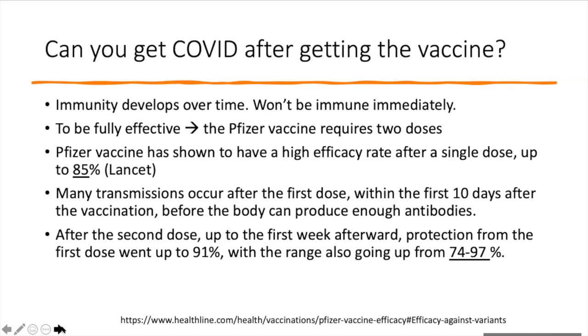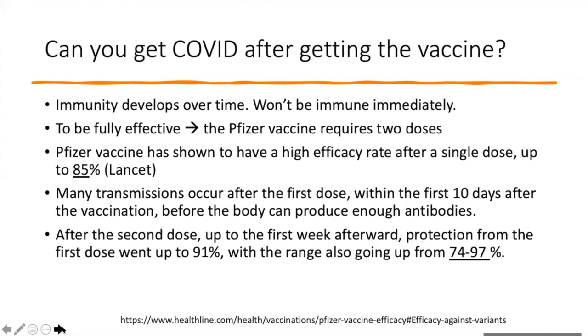And with some of the vaccines, you require 2 doses to develop full immunity. So even if you need 2 doses, the Pfizer vaccine has shown to have up to 85% efficacy even in a single dose. And most of the transmissions with Pfizer has been shown that it occurs within the first 10 days after the vaccination. So you were exposed very soon after getting the vaccination. So that was before your body could produce enough antibodies to fight off the infection.